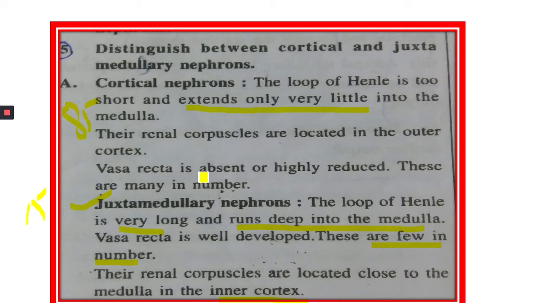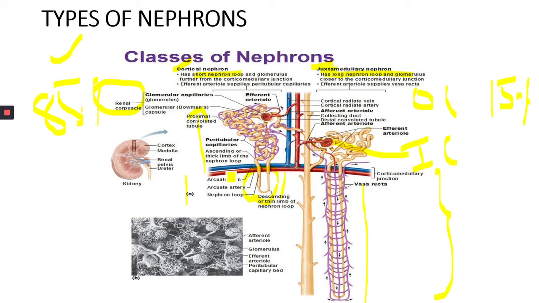Next, vasa recta. Vasa means blood vessel, recta means straight blood vessel. Vasa recta is absent or highly reduced here. You can observe that vasa recta is not present here. This blue colored network is the vasa recta. Vasa recta is well developed here. That is the first one.